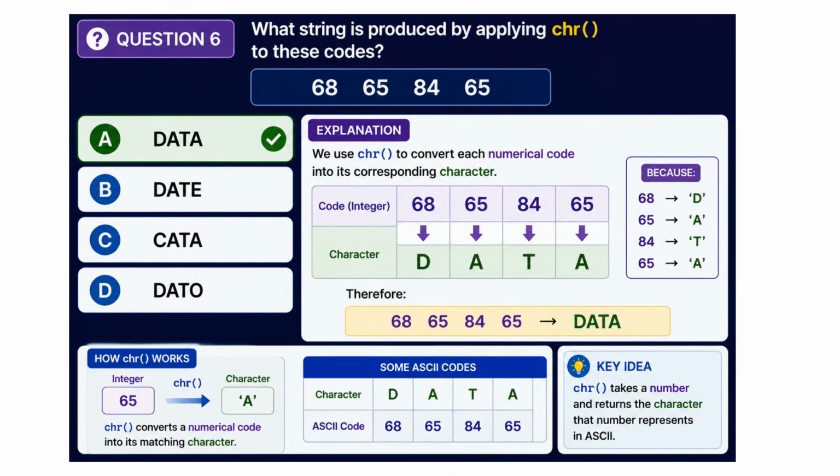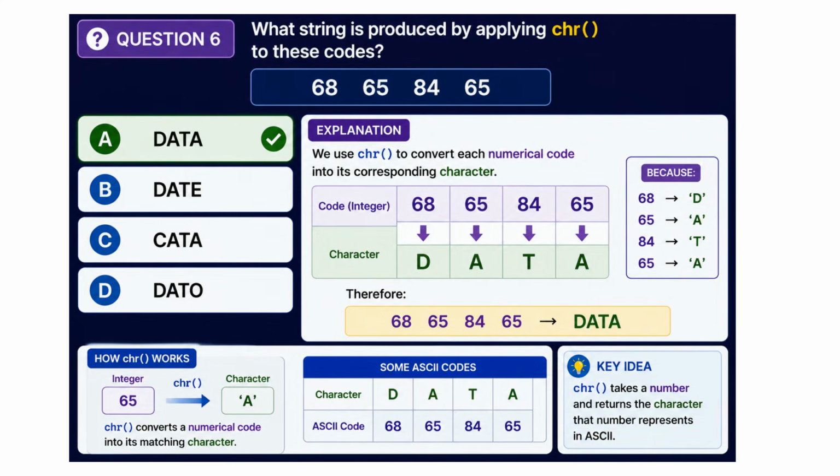Now, let's look at question 6. What string is produced by applying CHR to these codes? 68, 65, 84, 65. The correct answer is A, data. We use CHR to convert each numerical code into its corresponding character.